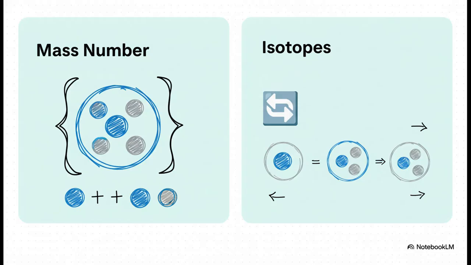Now, the mass number is just what you get when you add up the protons and the neutrons. And while the number of protons defines the element, the number of neutrons can actually change. We call these variations isotopes. Take hydrogen, for example. All hydrogen atoms have 1 proton, but the most common kind, hydrogen-1, has 0 neutrons. Deuterium has 1 neutron, and tritium has 2. They're all still hydrogen, they just have a different mass.